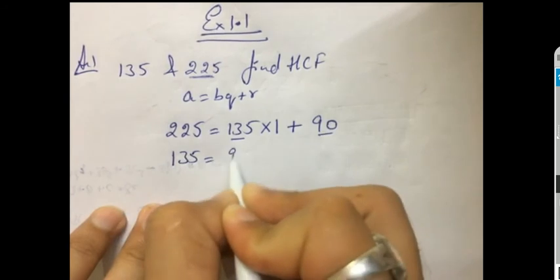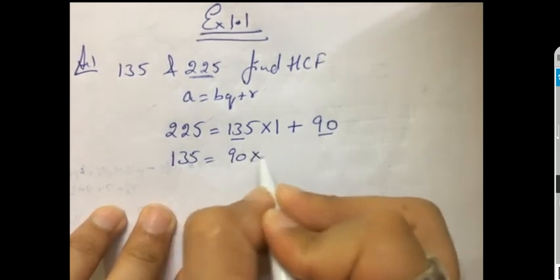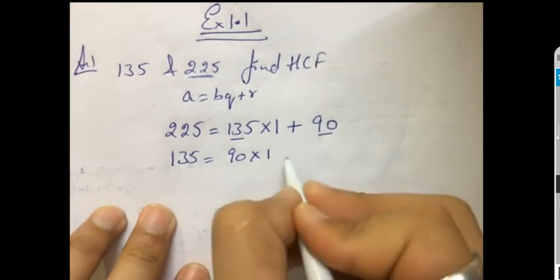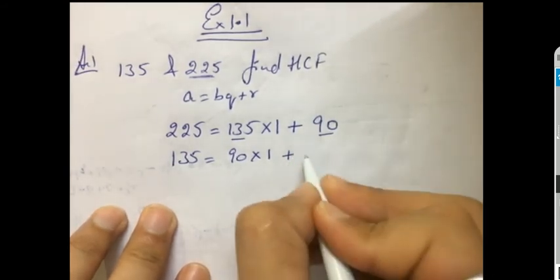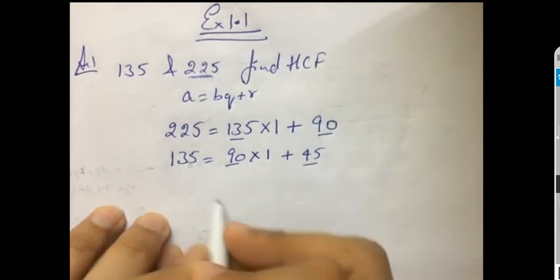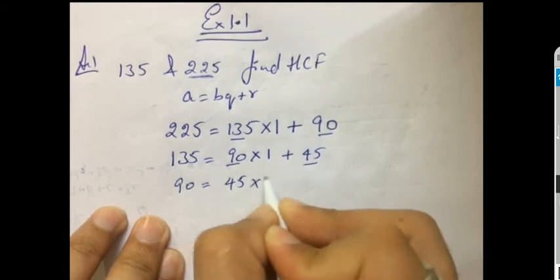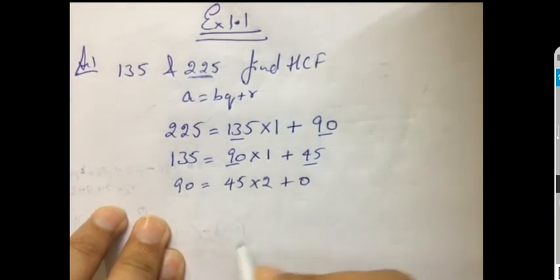135 equals to 90. 90 into 2 equals to 180, which is again greater than 135. So it will also go with 1, gives you a remainder 45. I'll check these two. 90 will be equals to 45 into 2 equals to 90, and remainder is 0.